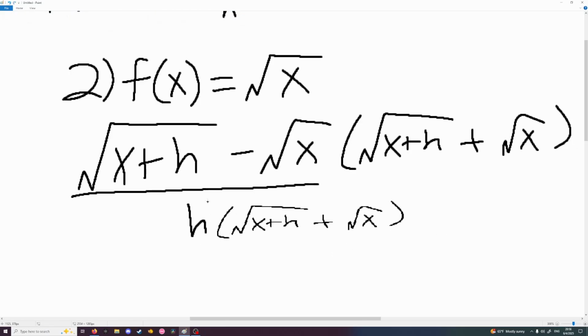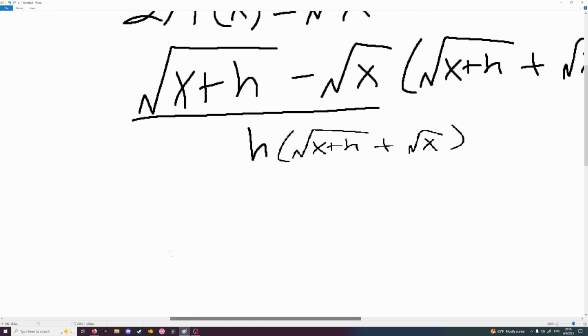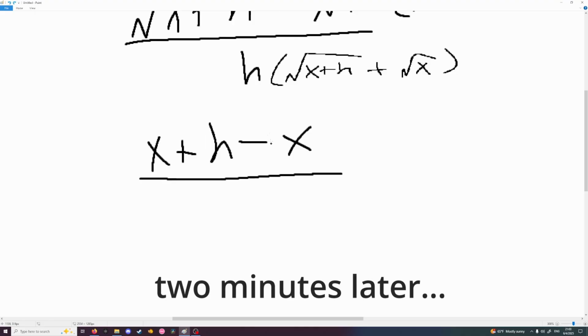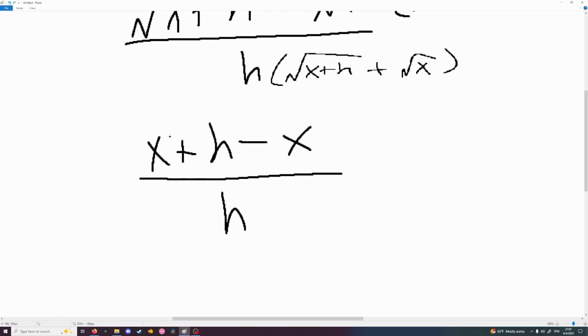So pretty much what we'll get is x plus h minus x over h, and of course we have that entire thing too. So we're going to write that down real quick. Square root of x plus h.